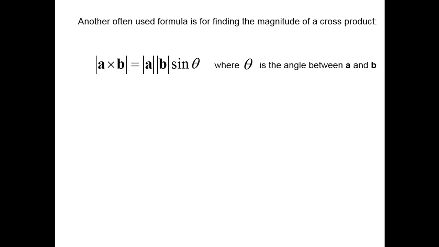Another formula that is used very often is to find the magnitude of a cross product. This formula is in your info booklet, so you don't have to worry too much about memorizing it, but just know that it's there if you need it. If I wanted to find the magnitude of A cross B without going to the trouble of finding the cross product, it would just be the magnitude of A times the magnitude of B times the sine of the angle between them.